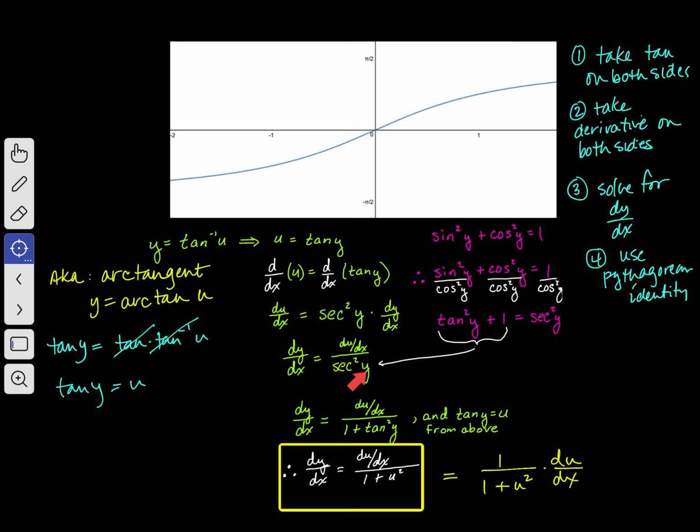Now, we're going to substitute a Pythagorean identity. So here's our Pythagorean identity: sine squared y plus cosine squared y equals 1. If we divide everything by cosine squared y, we get tangent squared y plus 1 is equal to secant squared y. Let's make a substitution right here for secant squared y with tangent squared y plus 1. And here is our identity. So dy dx is equal to du dx over 1 plus u squared. Now remember, u is equal to tangent y, so tangent squared y is u squared. It's also written like this.